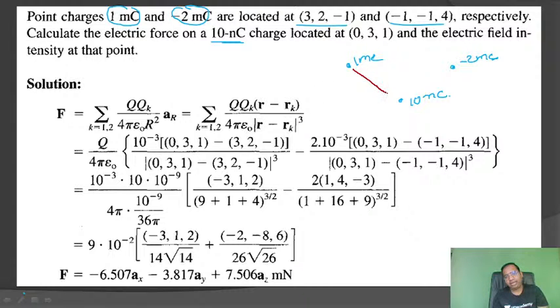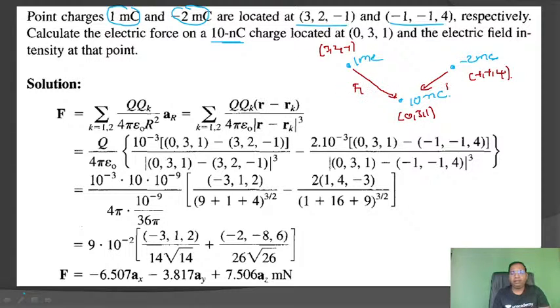What they are asking is to find the amount of force acting on the 10 nanocoulombs, and I will mention the points also. 10 nanocoulombs is located at (0, 3, 1), 1 millicoulomb is located at (3, 2, -1), and minus 2 millicoulombs is located at (-1, -1, 4). They are asking how much force is acting on the 10 nanocoulombs due to 1 millicoulomb as well as due to minus 2 millicoulombs.